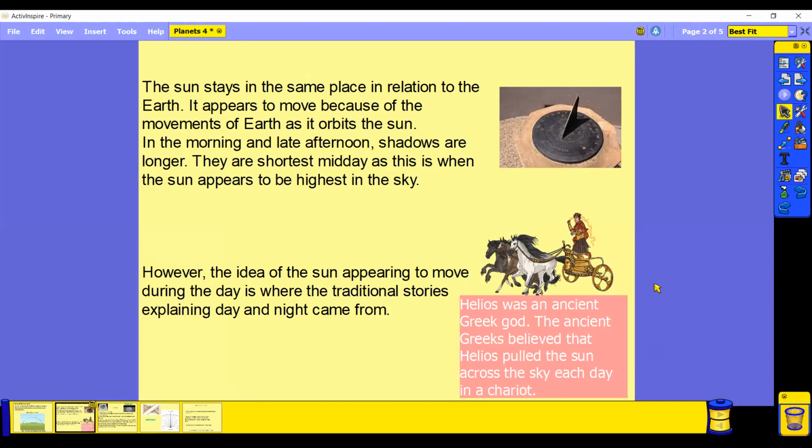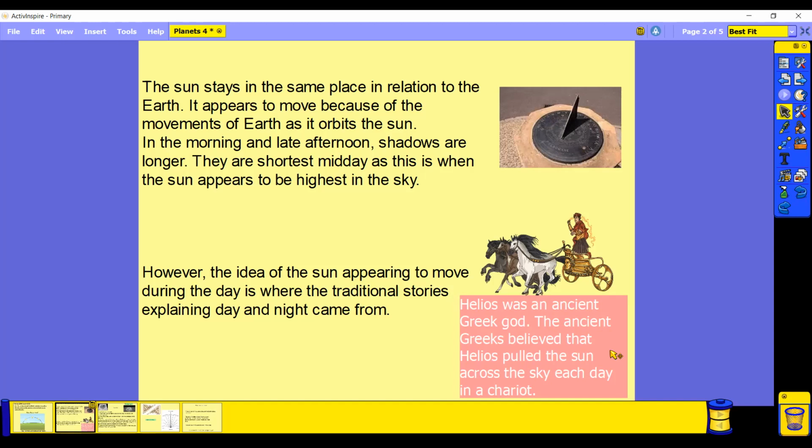The original idea of the sun being the thing that moved across the sky is where we actually have lots of traditional stories which explain day and night come from. For example, we've got Helios, who was an ancient Greek god. The ancient Greeks believed that Helios pulled the sun across the sky each day in a chariot.